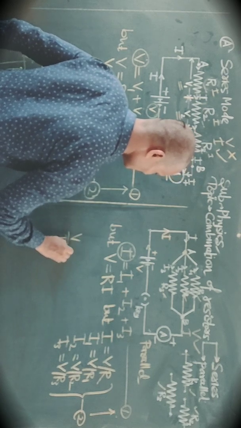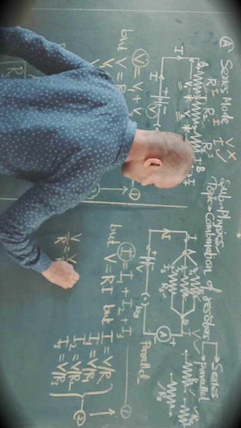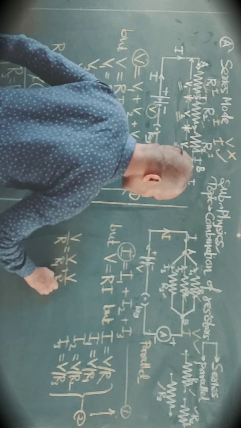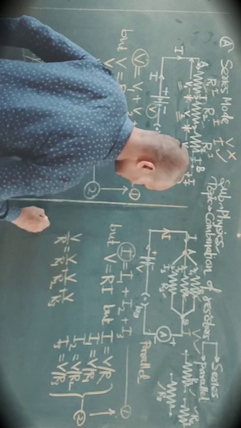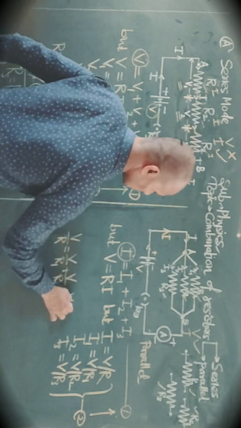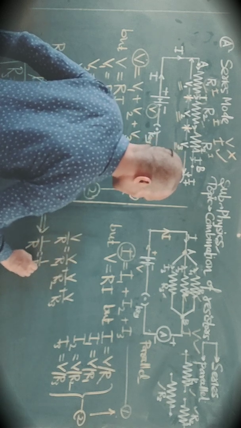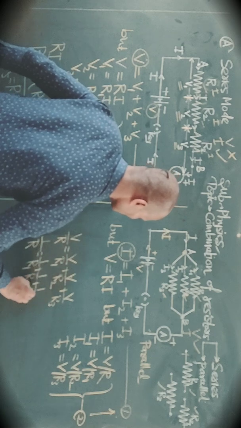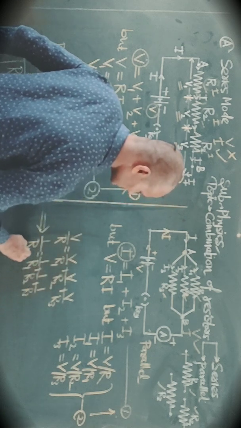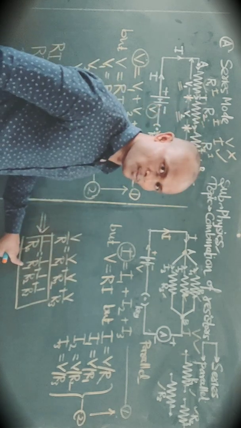By keeping 2 in equation 1, I is replaced by V by R over here. V by R, I1 is V upon R1, I2 is V by R2, V by R3. So V is common in all, we can cut it. So what is left? 1 upon R is 1 upon R1 plus 1 upon R2 plus 1 upon R3. So this is the resistance of a parallel mode.